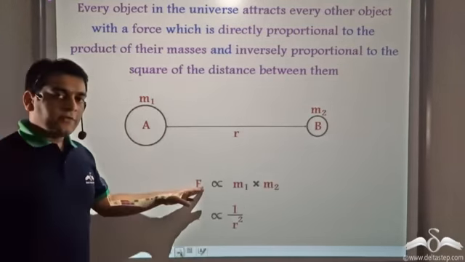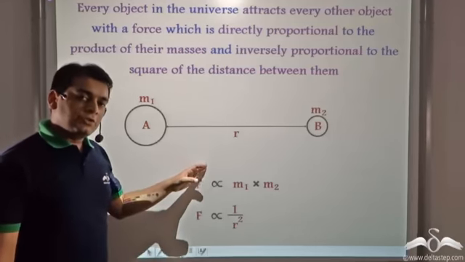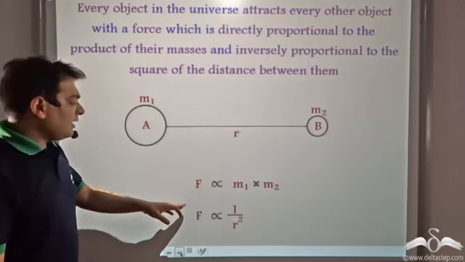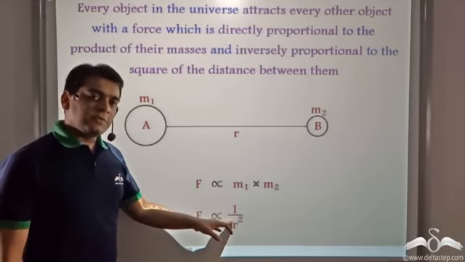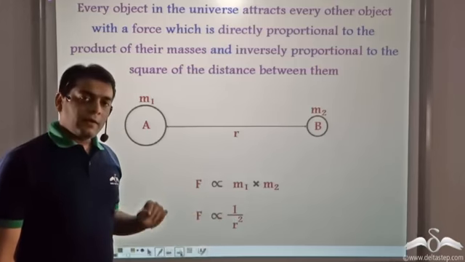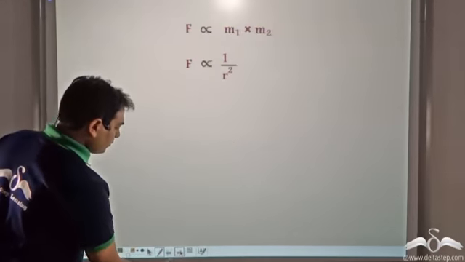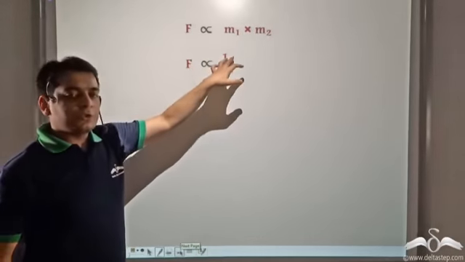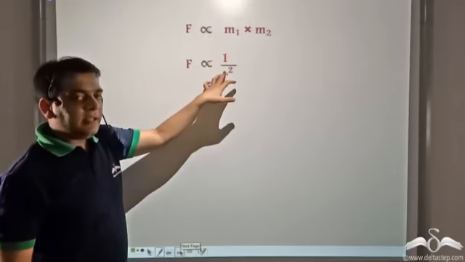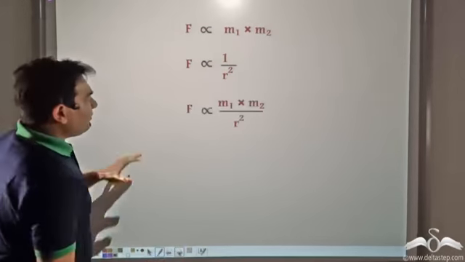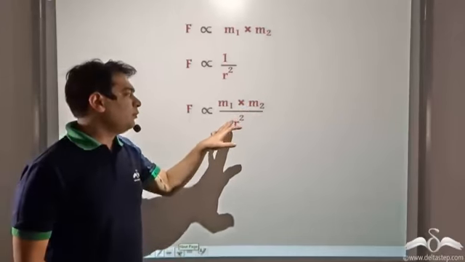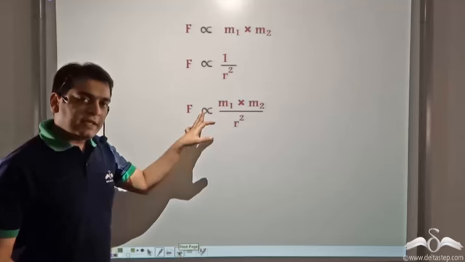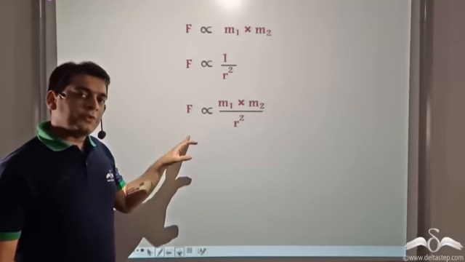So, F, that is the force of attraction between these two objects, is directly proportional to the product of their masses, m1 into m2, and inversely proportional to the square of the distance between them. That is 1 by r square. So we have F is directly proportional to m1 into m2 and F is directly proportional to 1 by r square. Now combining these two, we can write F is directly proportional to m1 into m2 divided by r square. Further, we can remove the proportionality sign by introducing a proportionality constant.